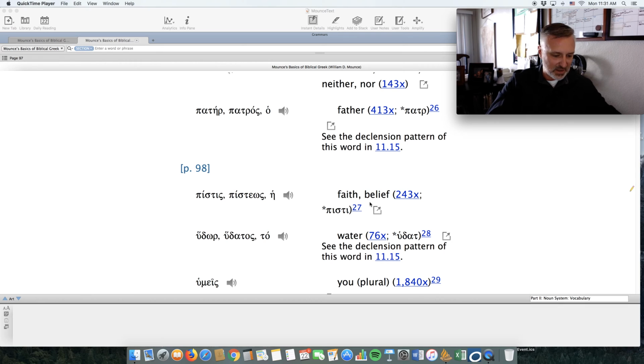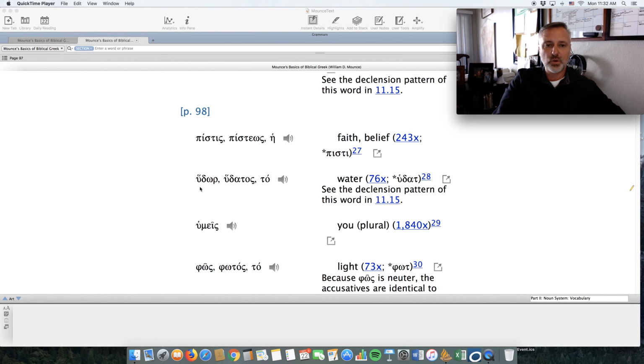Pistis is kind of an interesting noun in the sense that this iota is what is called a consonantal iota. So it's technically a third declension noun, and you can see the whole paradigm of pistis on page 95. So take a look at that. But it behaves a little strangely because that consonantal iota is going to shift to an epsilon when you add various endings, and the omicron sigma is going to contract into an omega. It's going to lengthen, I should say, with that. So faith, belief, pistis. Okay.